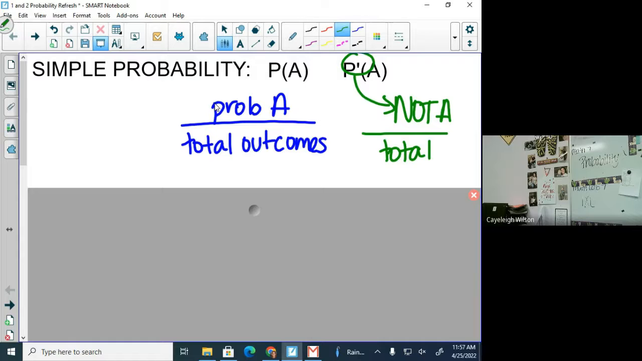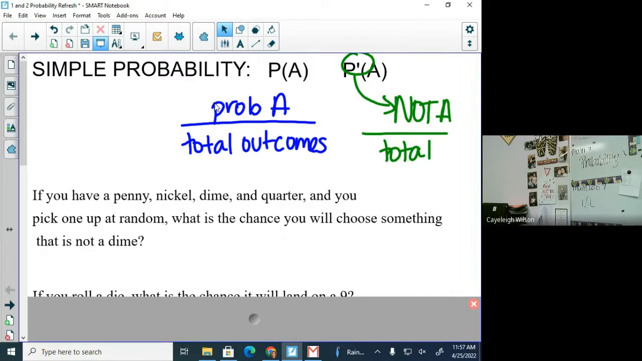Okay, so we're going to go through some of these. All right, so it says, and you don't have to write these down. Don't write down all the words. But if you have a penny, a nickel, a dime, and a quarter, and you pick one up at random, what is the chance you will choose something that is not a dime? So first thing in your head is you think, well, how many coins do we have? 4. And how many of them are not a dime? 3. So my probability is 3/4.